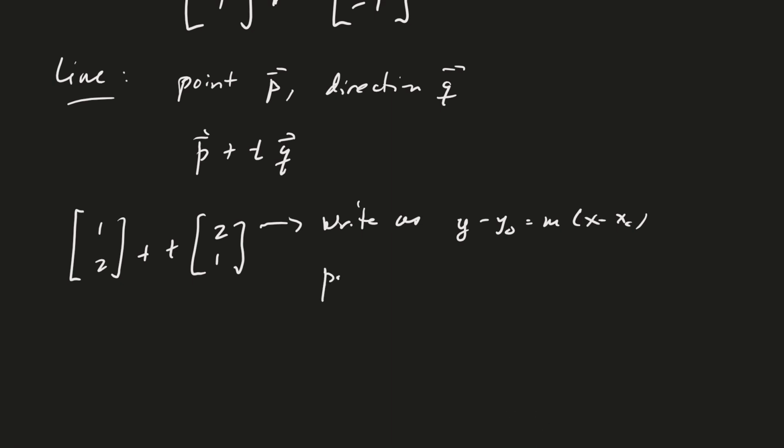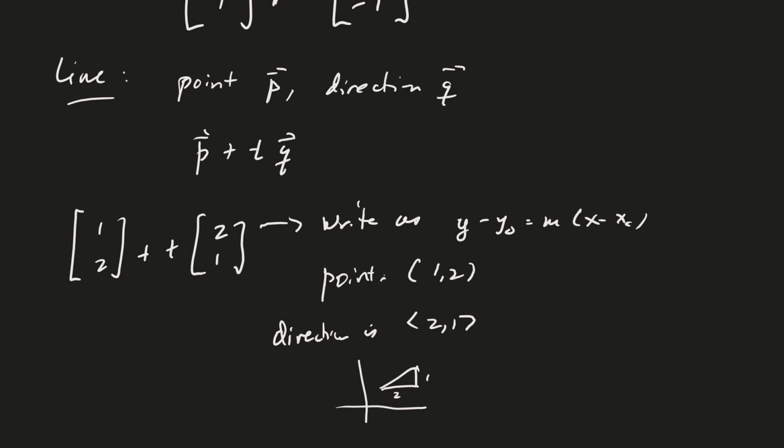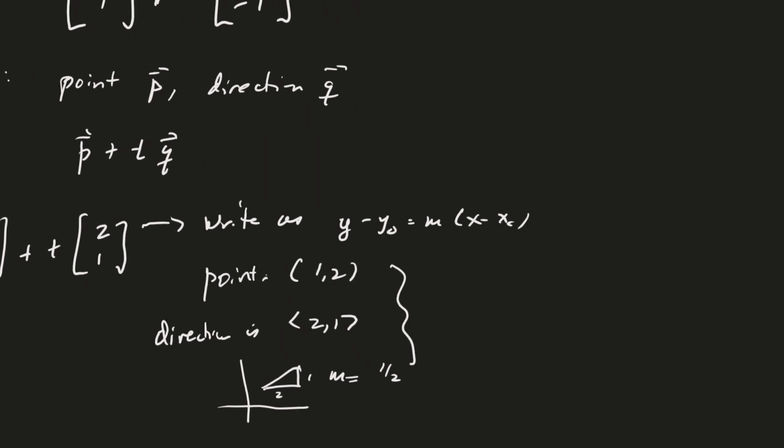Well, we see the point that the line goes through is going to be (1, 2), and the direction is (2, 1). That means that for every 2 over, I go 1 up, and therefore the slope is going to be 1/2. Now I have my point and my slope, so the equation of the line is just going to be y minus 2 equals 1/2 times x minus 1. Good.